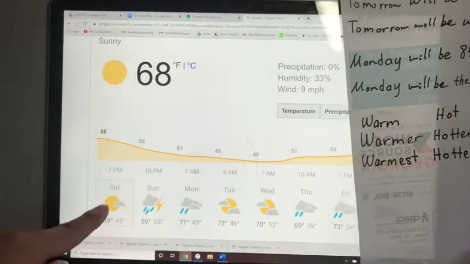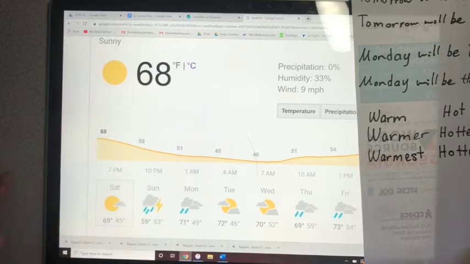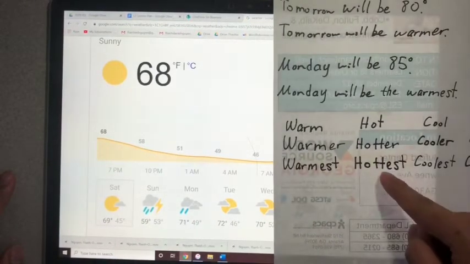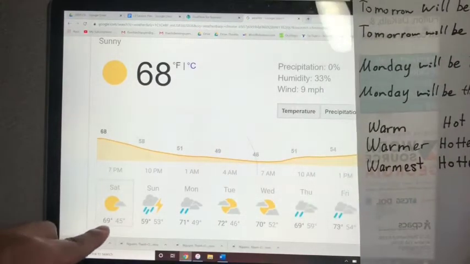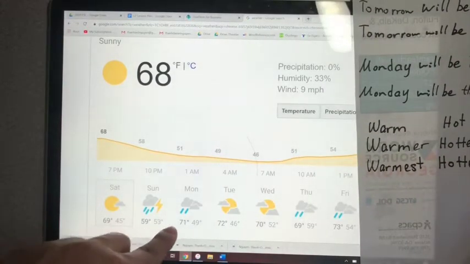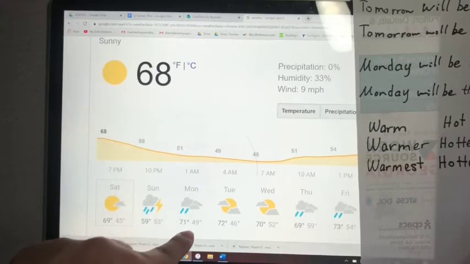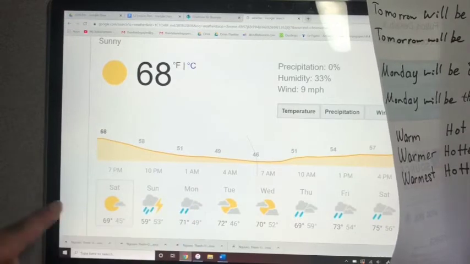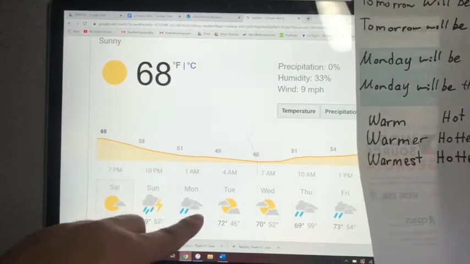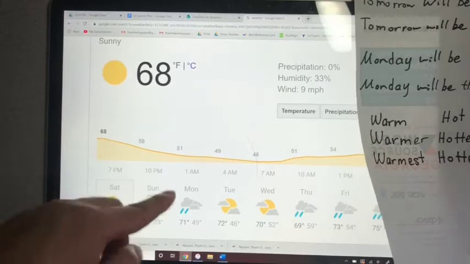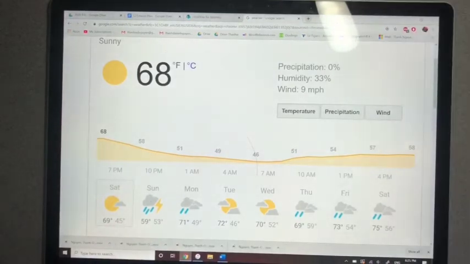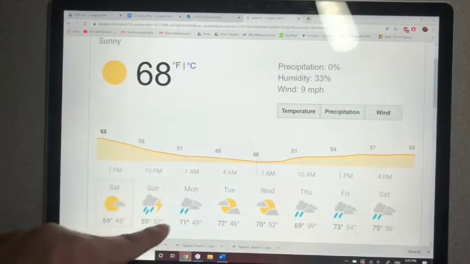So let's look at today, tomorrow, and Sunday. Which day is the hottest? The hottest is the one with the highest temperature. 69, 59, 71. So Monday is the hottest day of these 3 days. What is the coolest day here? The coolest day is the one with the lowest temperature. Sunday is the coolest day here. Sunday is the coolest of these 3 days.